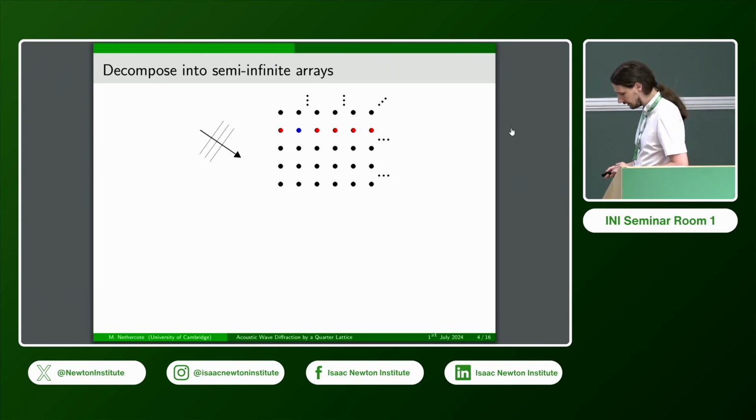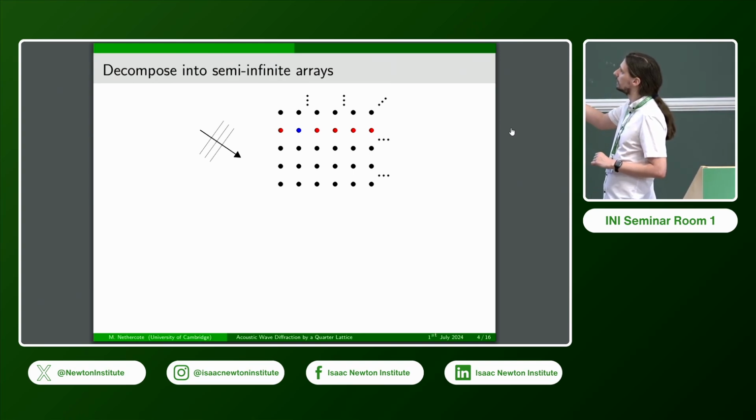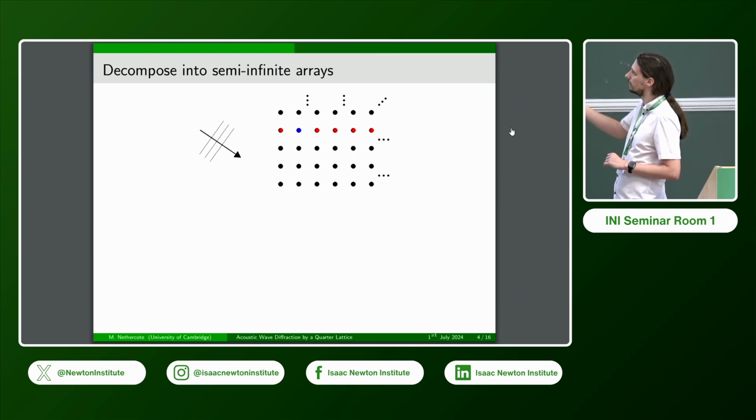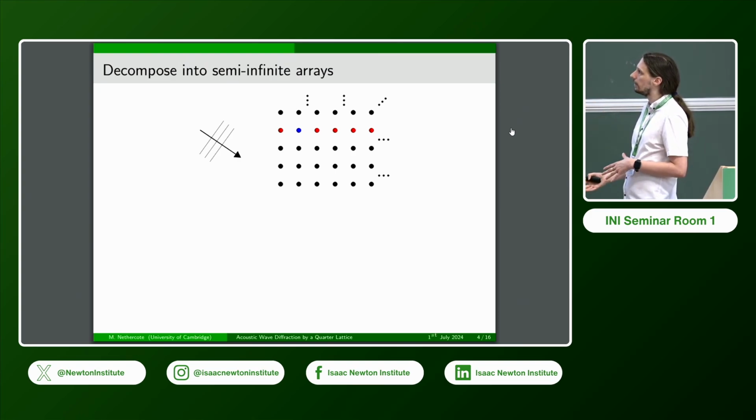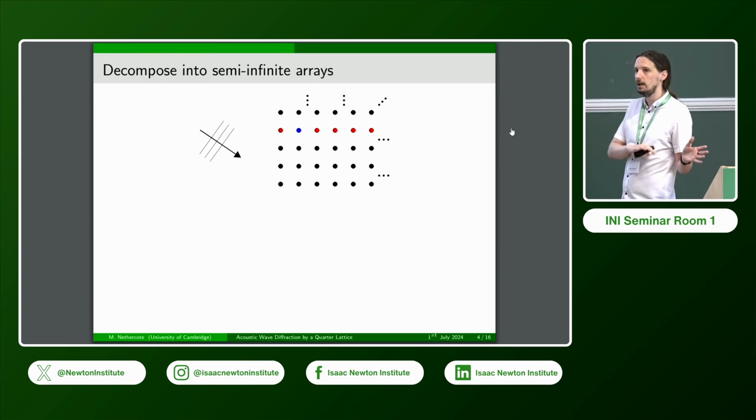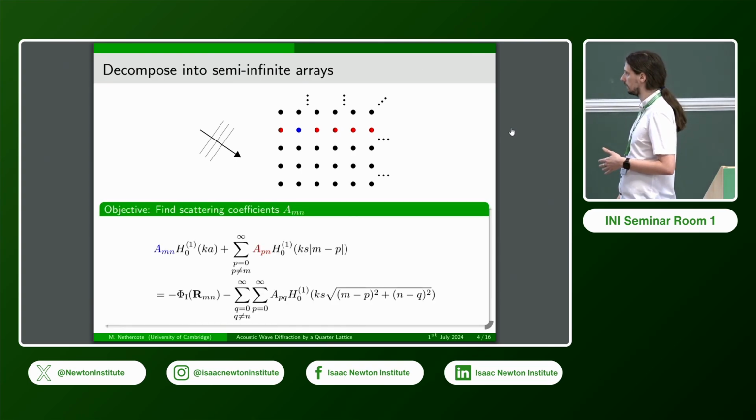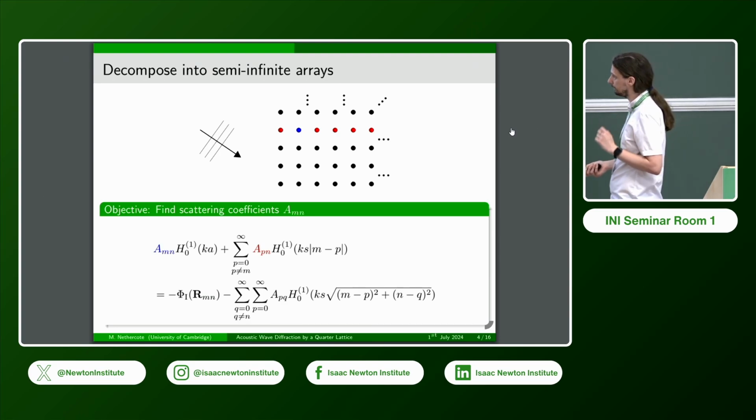So what this means is that if you were to imagine that we're focusing on this blue scatterer here, then on the left-hand side of this system, we want to keep all the terms that are associated with the same row. So each of these red scatterers, I want to keep them on the left-hand side and move all of the others to the right-hand side. And this is the result of that split.